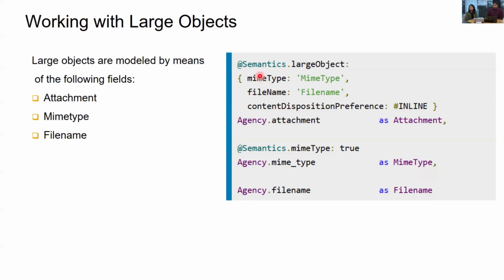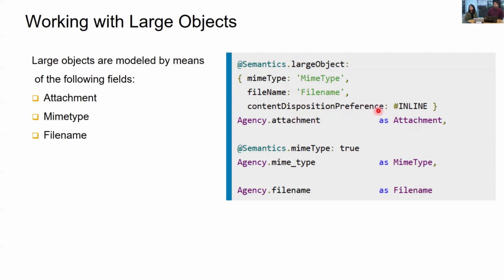And you also see that while you model your BO in the CDS view, you will have semantic annotations which you need to give for these fields. For example, here you need to give the annotation Semantics.largeObject. The properties of this large object will be mime type, file name, and content disposition preference. So these are the three properties which you need to give for this attachment field. The values of these properties are the mime type you need to give, and the file name. This should be referred properly in the properties. The file name which you defined, you need to give it here.